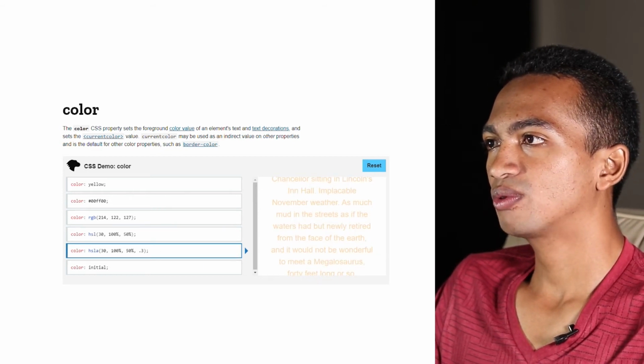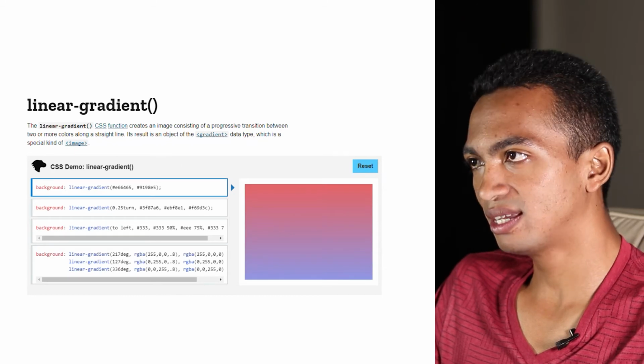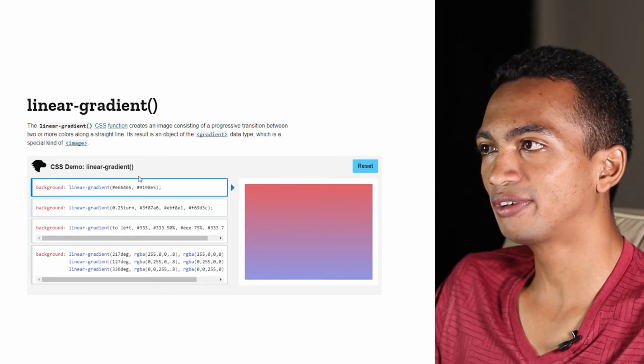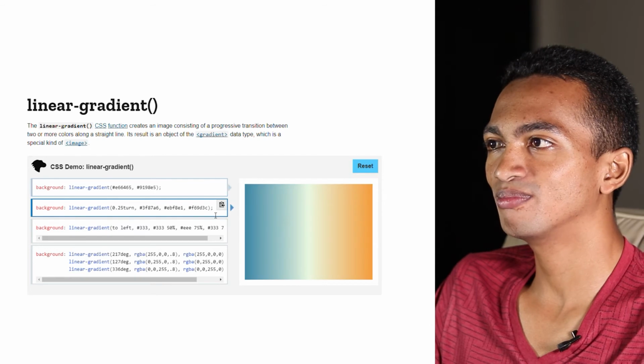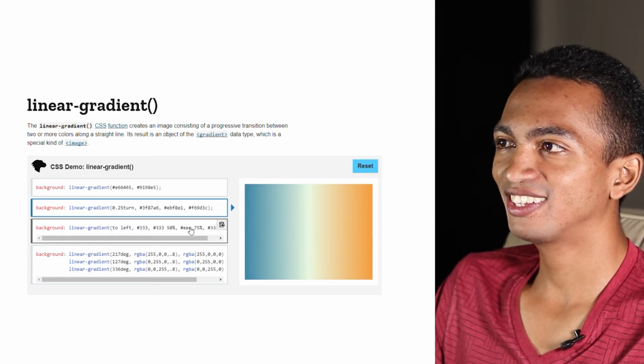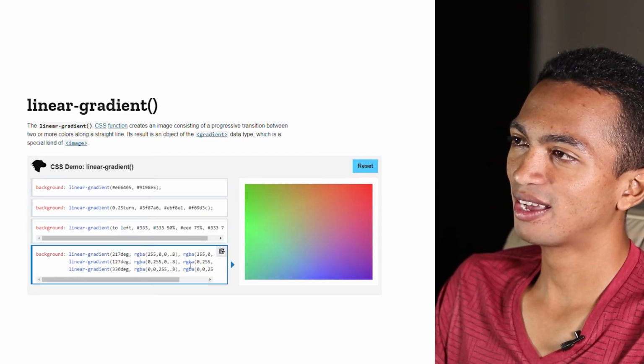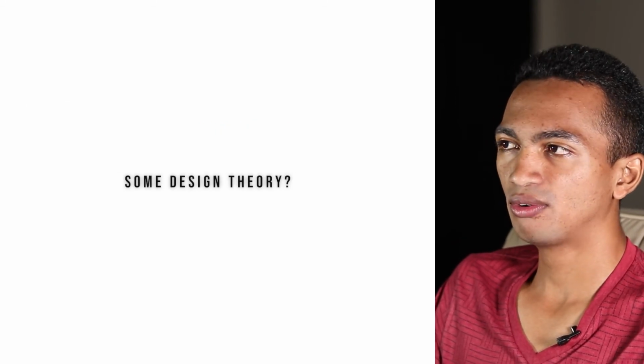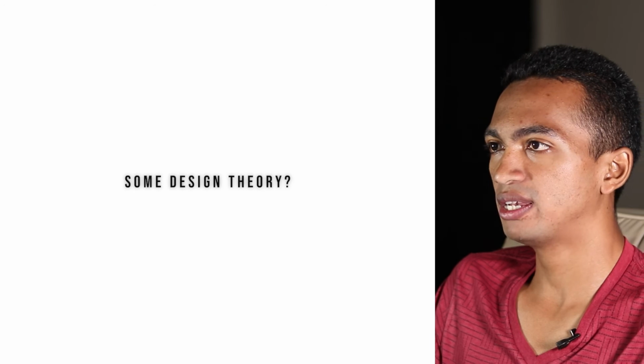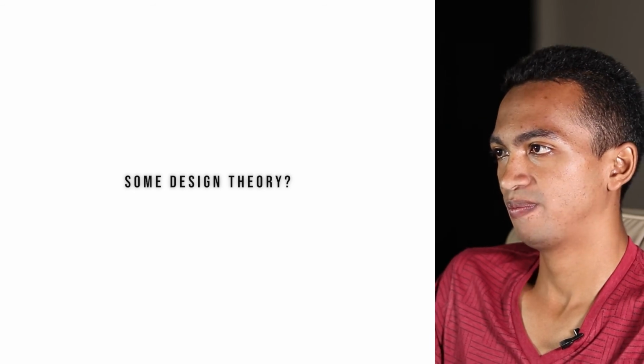We can also use gradients. And in gradients, we can use the previous values to gradually change. Wow, this is deep, guys. This is also going to need some design theory, because you don't just put any colors you want on your page. And we've also talked about lengths.